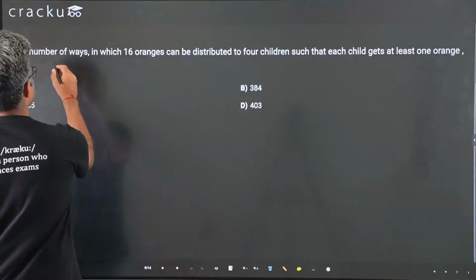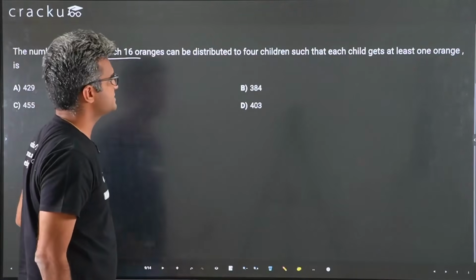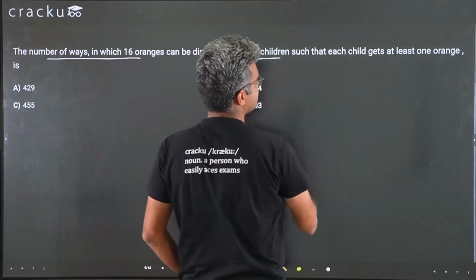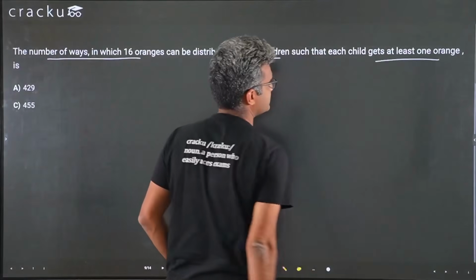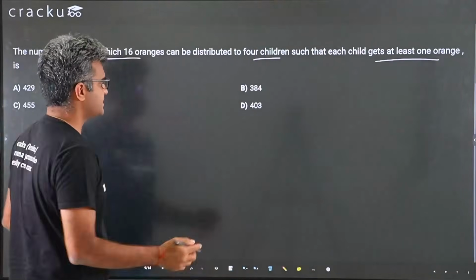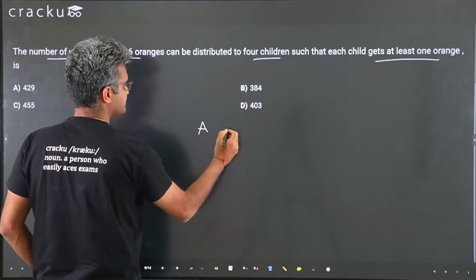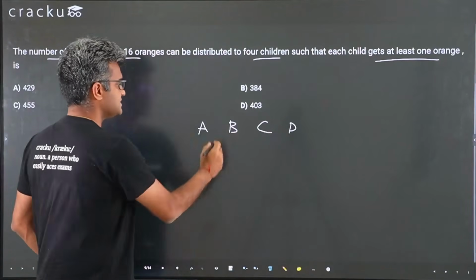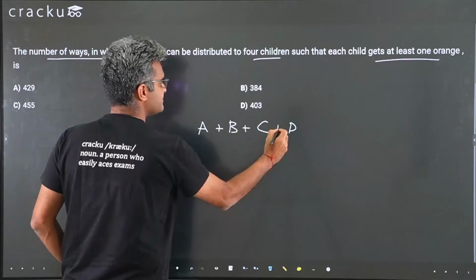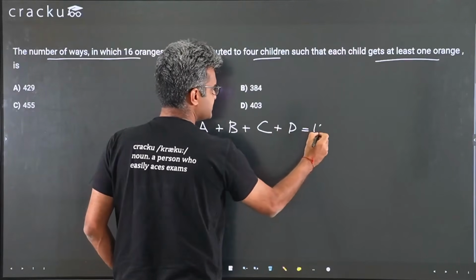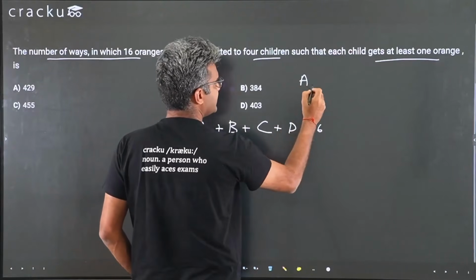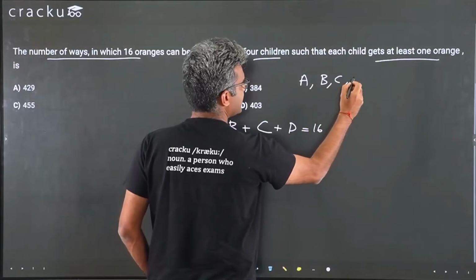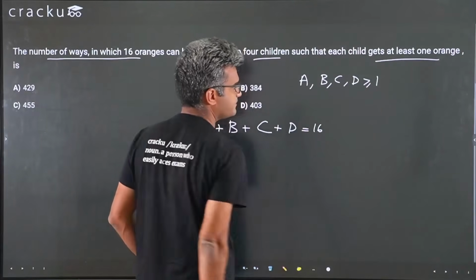In this question, we are required to calculate the number of ways in which 16 oranges can be distributed to 4 children such that each child gets at least 1 orange. Let us assume that the 4 children get A oranges, B oranges, C oranges and D oranges. The sum of A plus B plus C plus D is equal to 16 and all of them A, B, C and D is greater than or equal to 1.